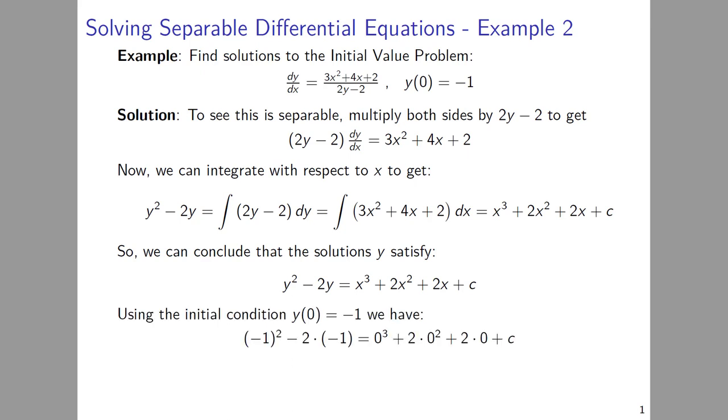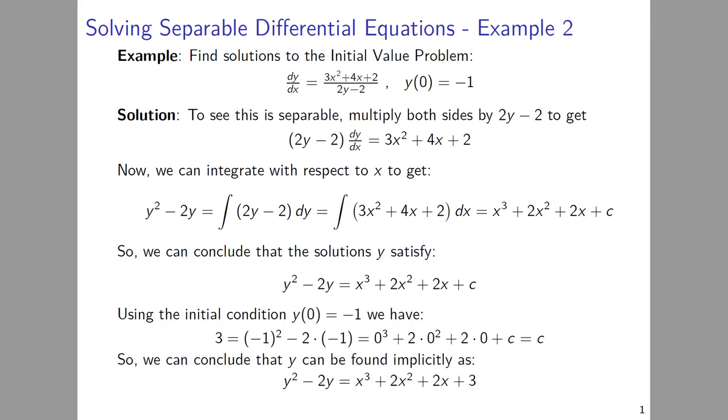And now using the initial condition, y of 0 is negative 1, we have negative 1 squared minus 2 times negative 1, plugging in y equals negative 1 on the left-hand side, is equal to 0 cubed plus 2 times 0 squared plus 2 times 0 plus c, plugging in the value of x, which is 0 at our initial condition. The left-hand side is negative 1 squared plus 2, which is 3, while the right-hand side simplifies to just c. So we get that c equals 3, and we can conclude that y can be found implicitly as y squared minus 2y is equal to x cubed plus 2x squared plus 2x plus 3.